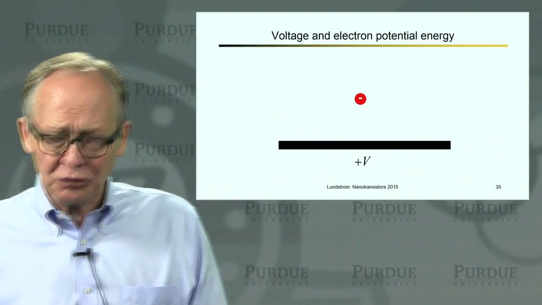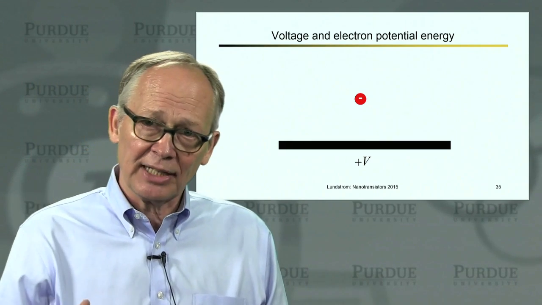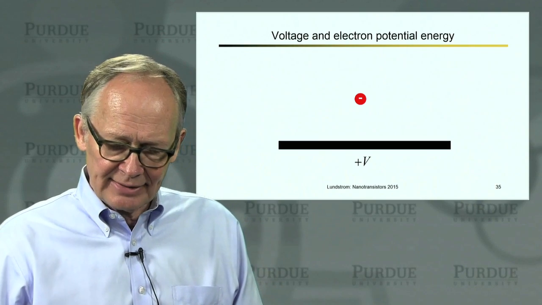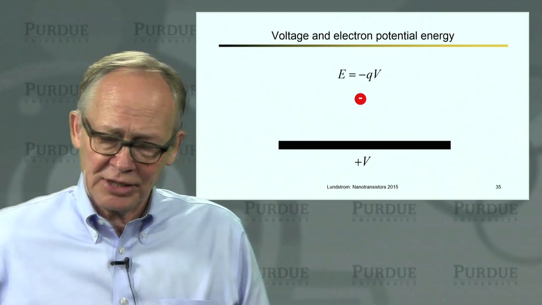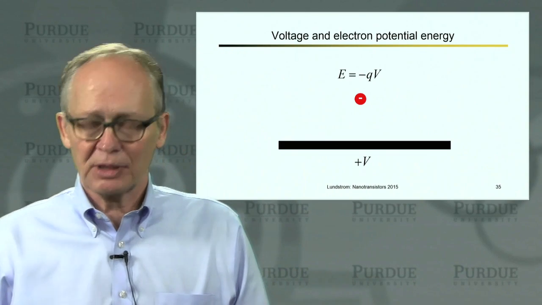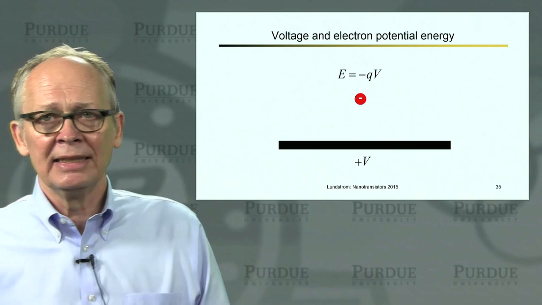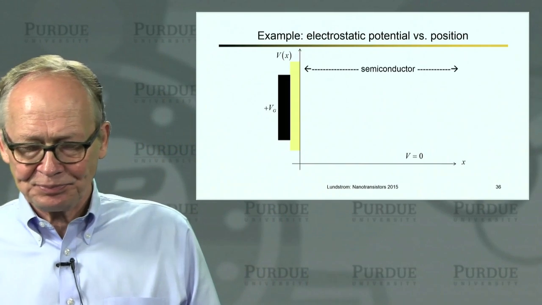Okay, now why do the bands bend? Well, this is another thing that we learn in freshman physics, that if we have an electron in vacuum and we establish an electrostatic potential, there will be an attraction that will lower its energy. The energy will be lowered by an amount Q times the voltage, Q times the electrostatic potential. So positive electrostatic potentials lower the electron energy.